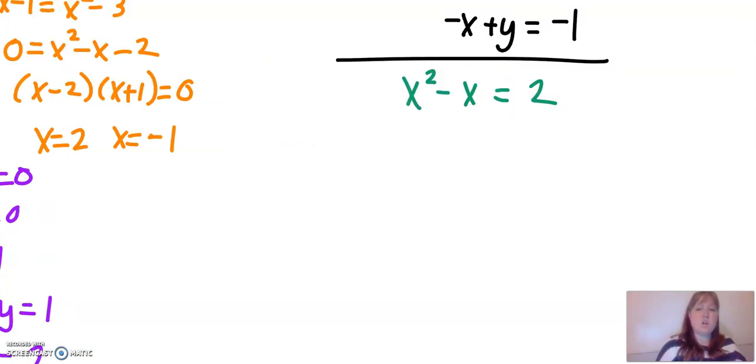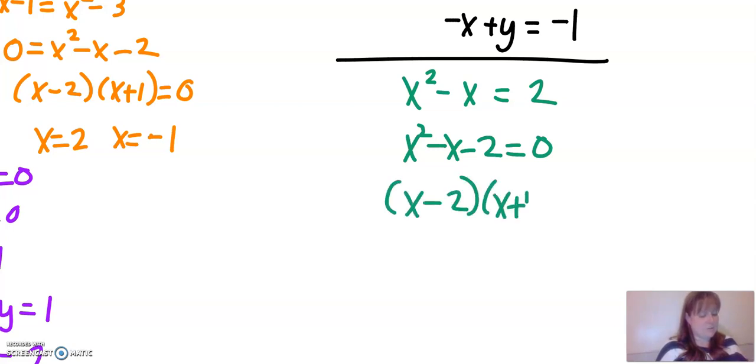Now I'm going to solve this because now I only have one variable. We can solve things with one variable. X squared minus x minus 2 equals 0. Oh, guess what? X minus 2, x plus 1 equals 0, and we just factor it the same as we did. We get the exact same answers.